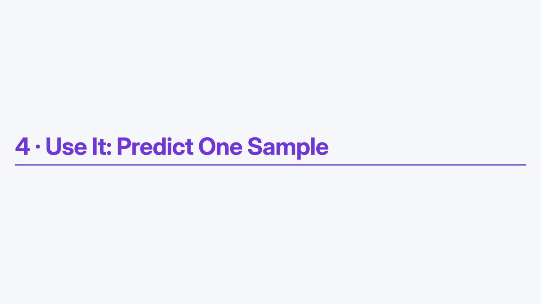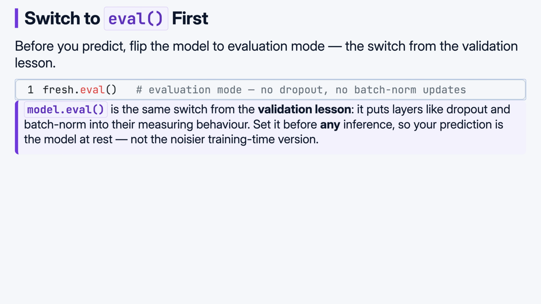And fourth, use it. Switch to eval mode, then predict on one sample. Before you predict, flip the model to evaluation mode. One call, fresh.eval(). This is the same switch from the validation lesson.